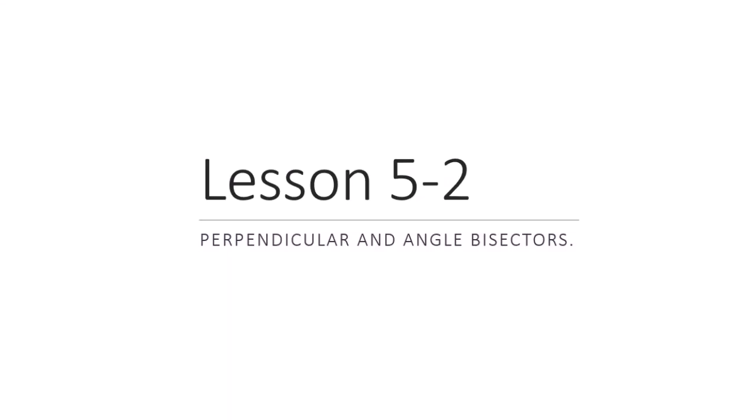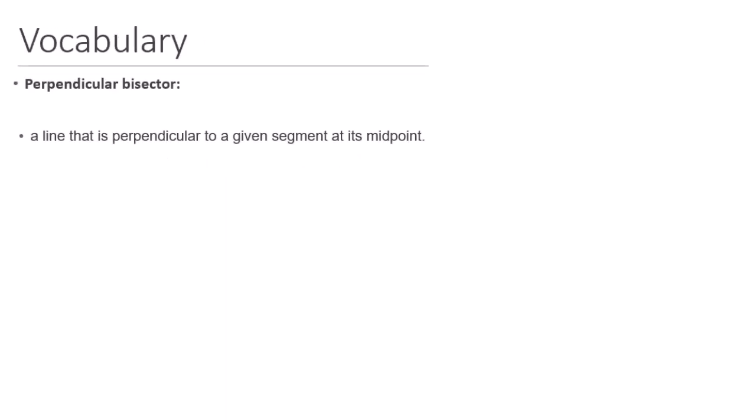Here we go, mathletes. Section 5.2 in the book, talking about perpendicular and angle bisectors. And we've talked about angle bisectors before. So now we're going to add perpendicular to the angle bisectors. So they'll be perpendicular and they'll be bisectors at the same time.